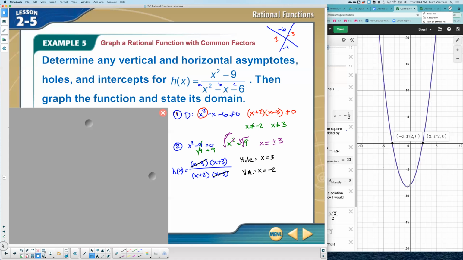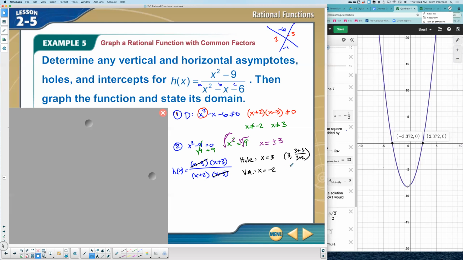Now, there's one more thing you can do. The hole will be represented by 1 point. If you want to know what that point is, you plug it in to this equation right here to find the y. We know the x value is 3. If you want to find the y, you plug it into the leftover part of the equation, which would be (3 + 3) divided by (3 + 2). All I did is plug in that x value there.